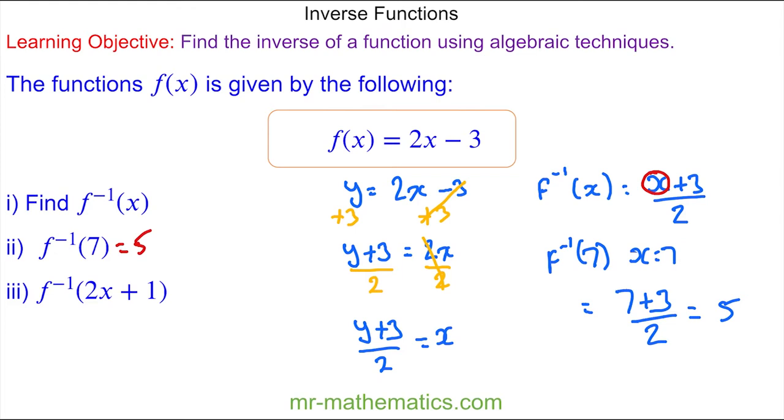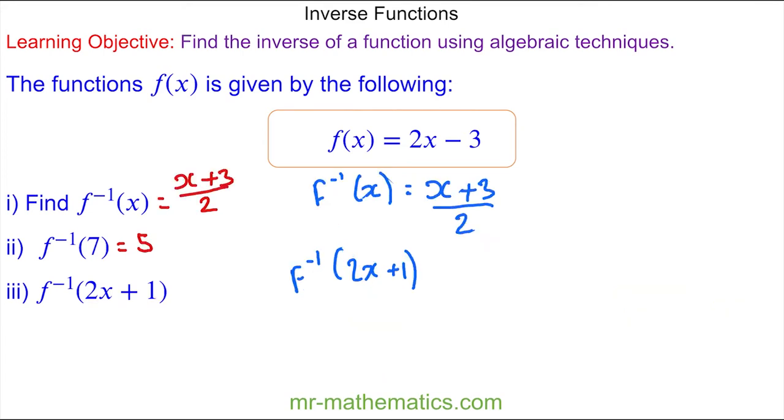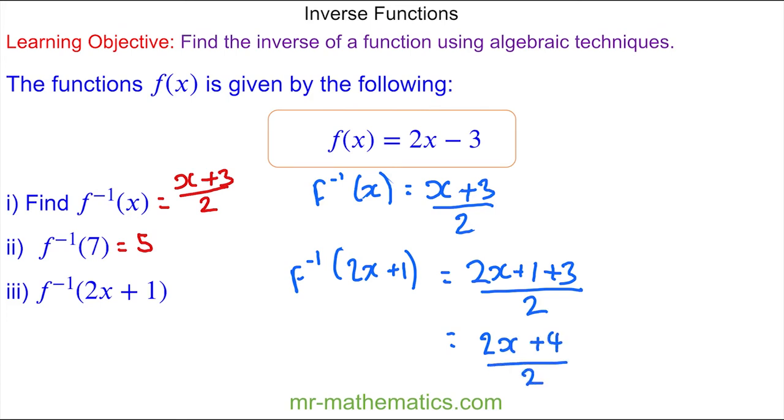Okay, let's try question 3. For question 3, I've worked out the inverse function of x, and now I'm going to substitute in 2x plus 1. So rather than substituting in a number in place of x, now I'm substituting in this expression. So we have this x replaced with 2x plus 1, plus the 3, divided by 2. I can simplify the numerator, so we have 2x plus 4 divided by 2. Half of 2x is x, and half of 4 is 2.